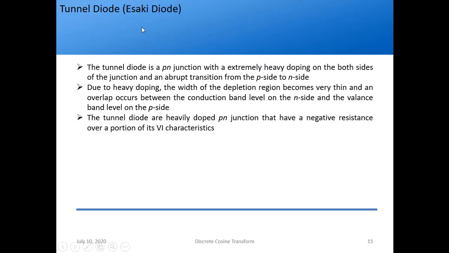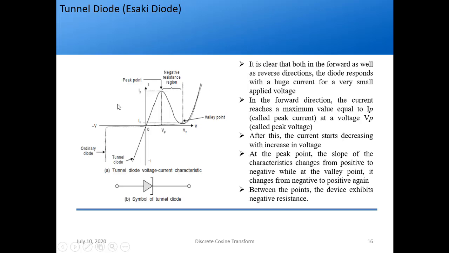Then we went to the tunnel diode, invented by Esaki, right? Essentially it is a PN junction with an extremely heavy doping on both sides of the junction and an abrupt transition from P side to N side. It exhibits a negative resistance region. That is, when you increase the voltage, the current decreases. So that is not following Ohm's law exactly, right?